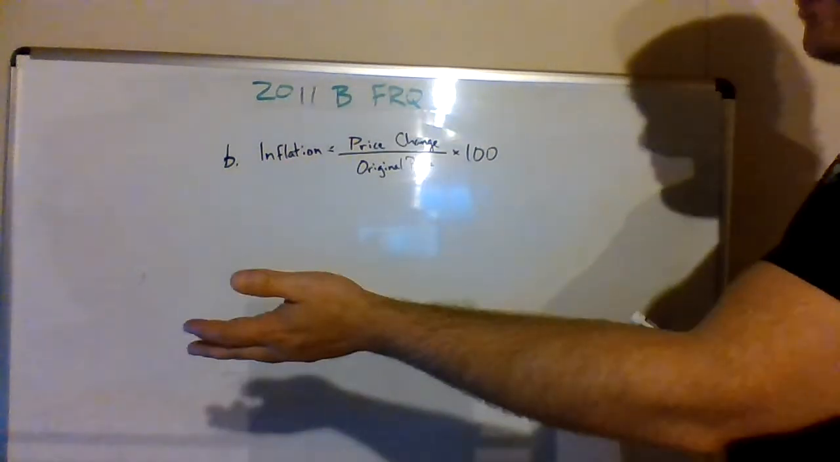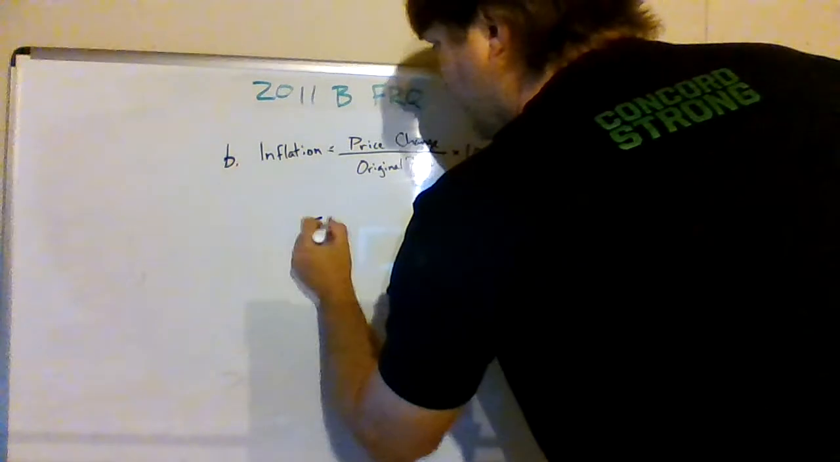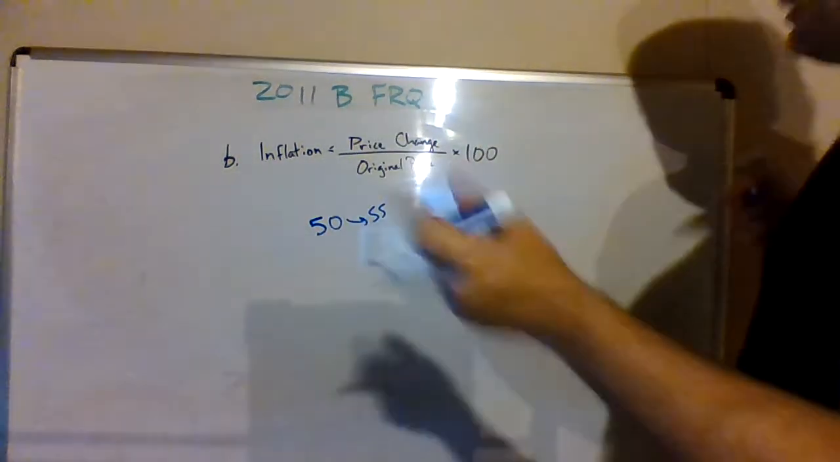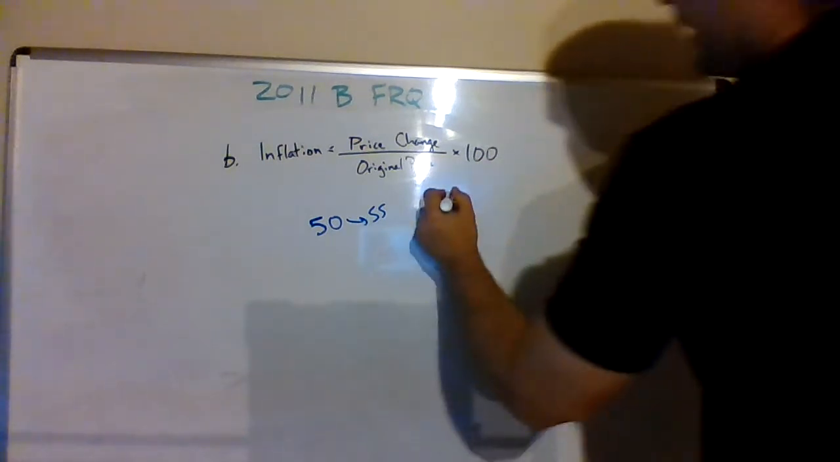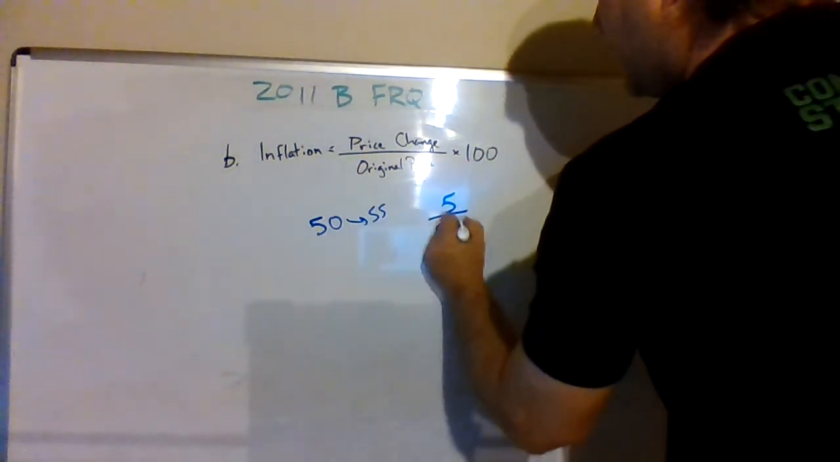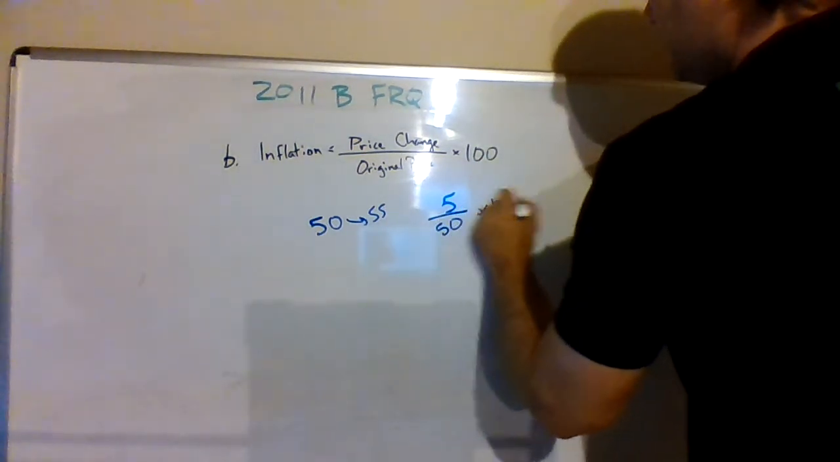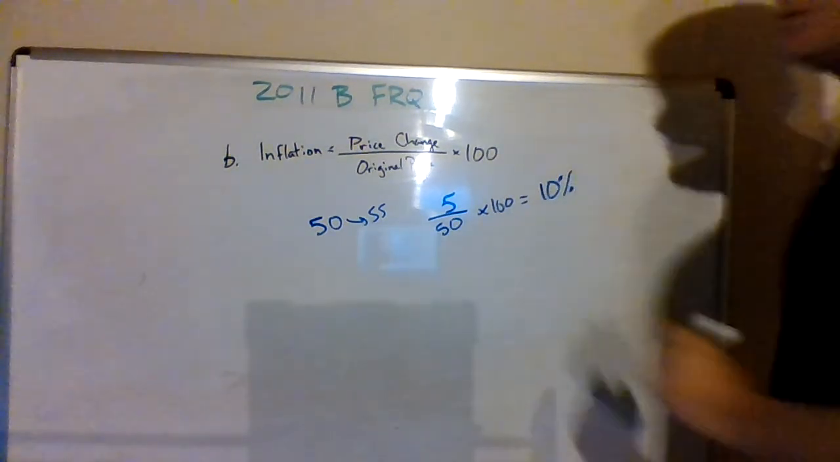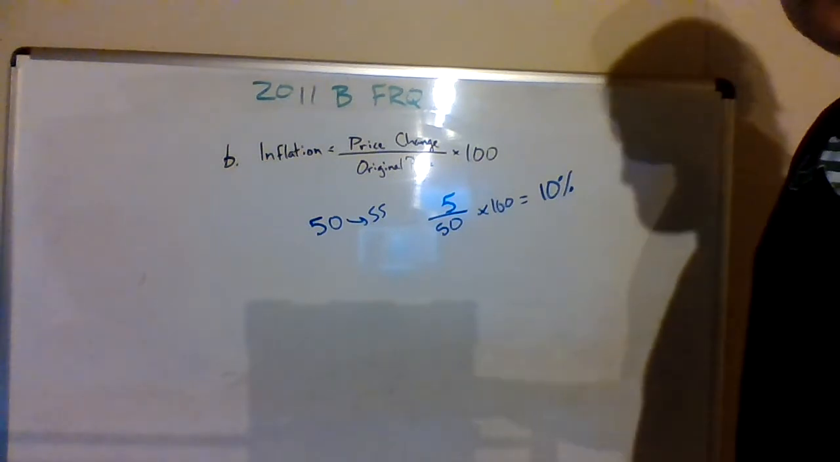They give you the price index of 50 in year one to 55 in year two. So the formula here is our price change divided by the original price. We've got 5 divided by 50 times 100. You should get a 10% inflation rate in that particular case.